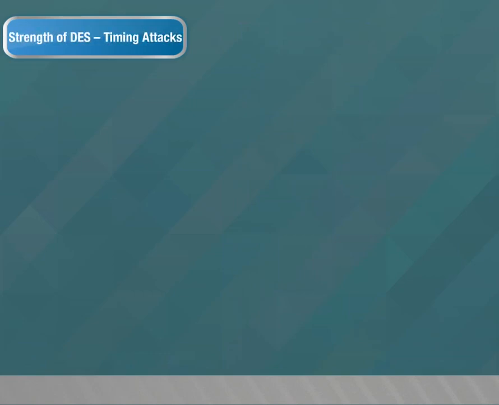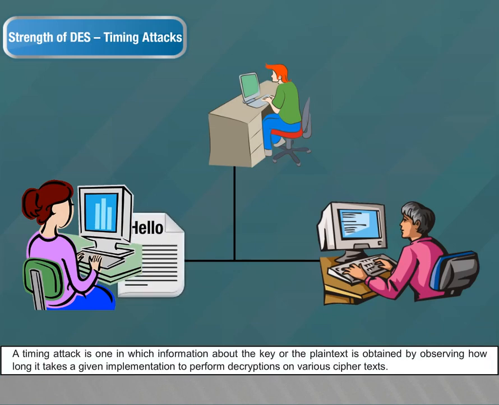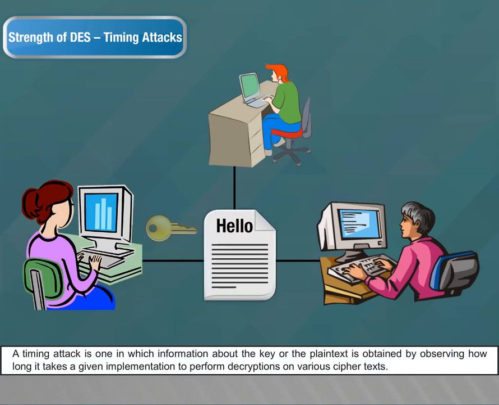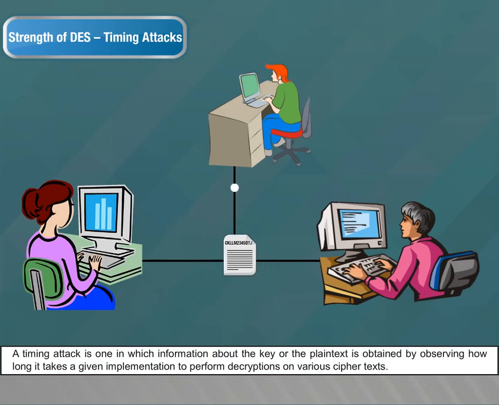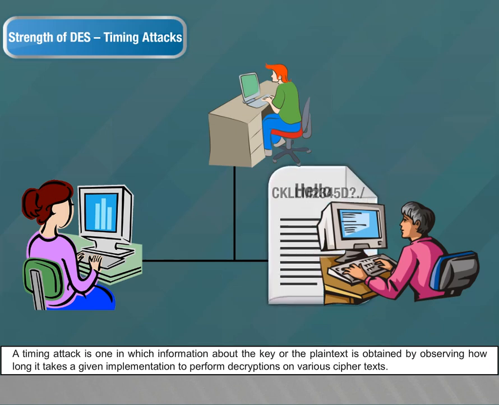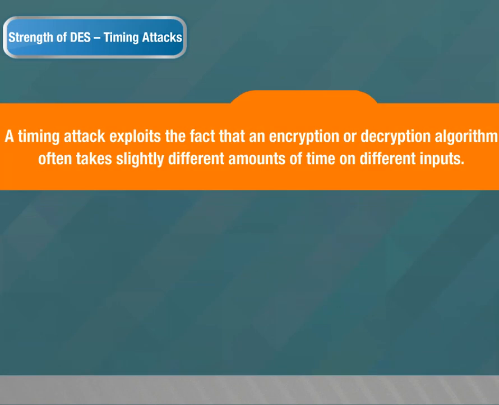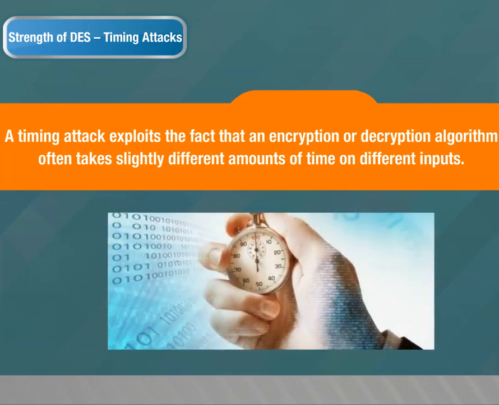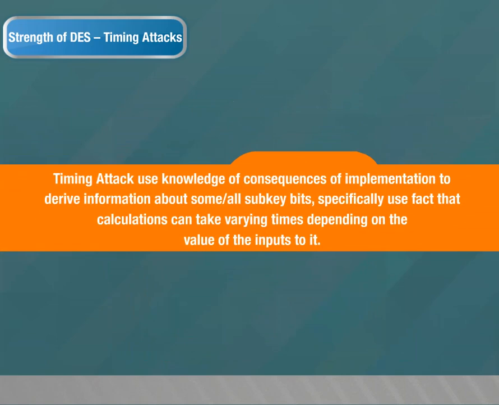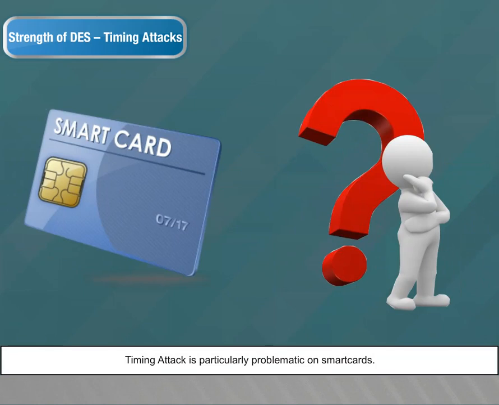Strength of DES: timing attacks. A timing attack is one in which information about the key or the plaintext is obtained by observing how long it takes a given implementation to perform decryptions on various ciphertexts. A timing attack exploits the fact that an encryption or decryption algorithm often takes slightly different amounts of time on different inputs. Timing attacks use knowledge of the consequences of implementation to derive information about some or all subkey bits, specifically using the fact that calculations can take varying times depending on the value of the inputs to them. Timing attacks are particularly problematic on smart cards.